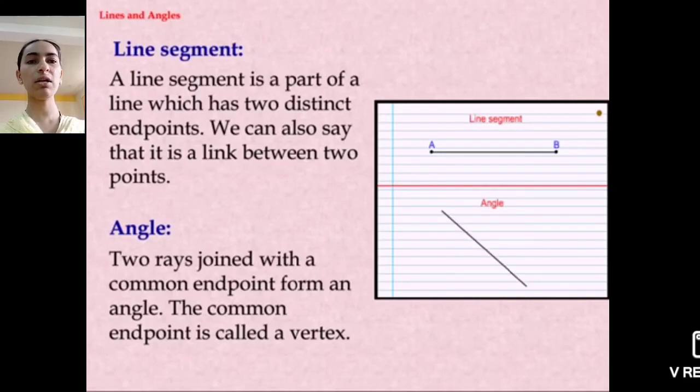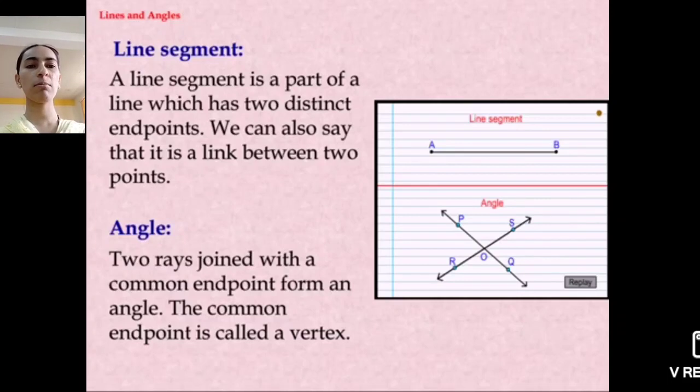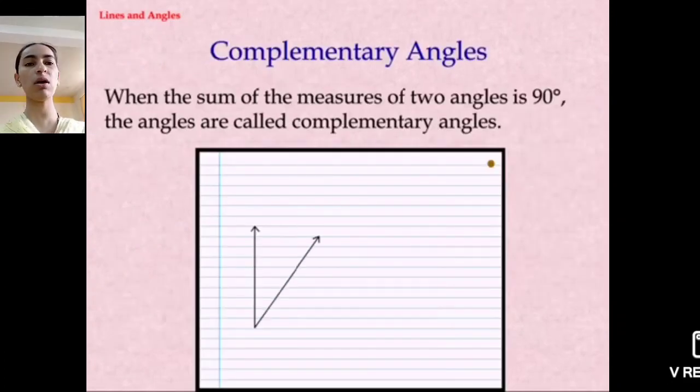And a line segment is a part of a line which has two distinct ends. Yes, you can see in the figure AB, it is limited from both endpoints. An angle: two rays joined with a common endpoint form an angle. The common endpoint is called a vertex. You can see angle SOQ, then POS, then ROQ. Yes, students, that is called an angle.